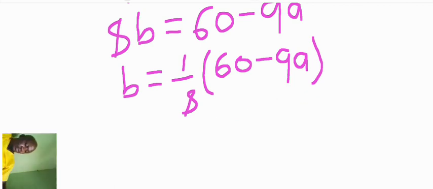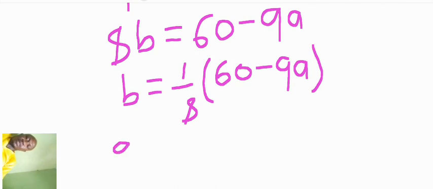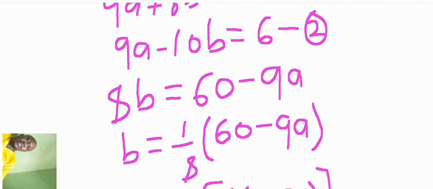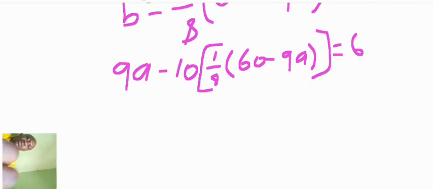So from equation 2, we have, let me look at the equation, 9a minus 10. And what's our b? Our b is now 1/8 into 60 minus 9a, okay, and this is equal to 6. Good. What is the LCD here? The LCD clearly is what? 8.